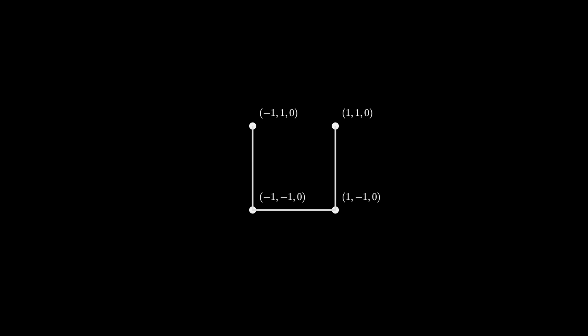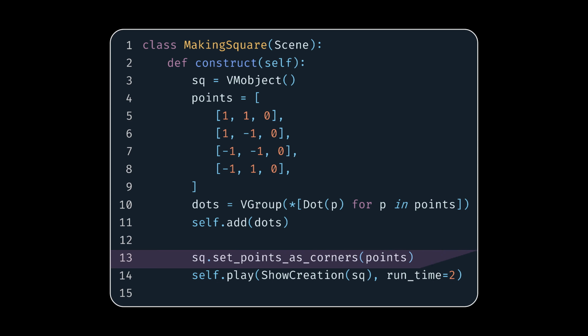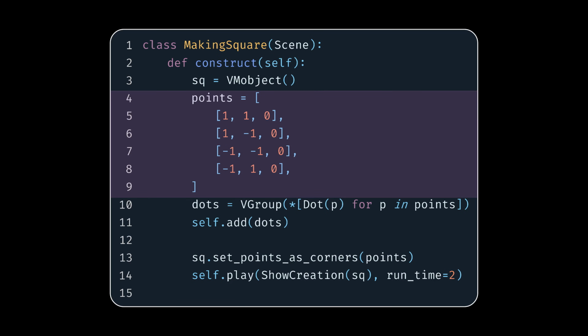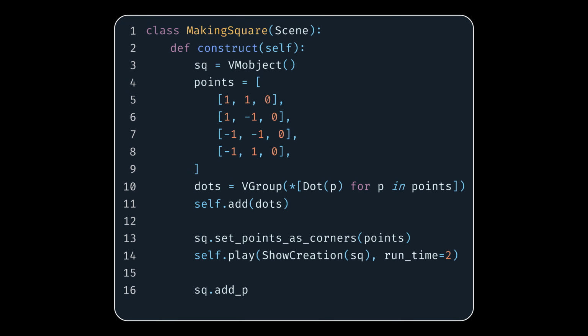But wait, this is not a closed figure. Let's understand why that is. You see, when I call set_points_as_corners, Manim connects all these points sequentially. That is, Manim connects point 1 to point 2, point 2 to point 3, and 3 to 4. In my points array, I didn't ask Manim to connect point 4 to point 1, which results in an open square. To make it a closed square, I need to add the first point, which is 1, 1, 0, as a fifth element in the points array.